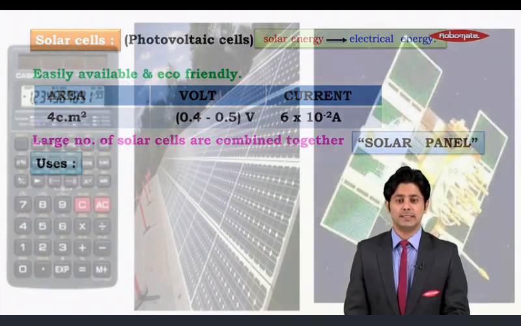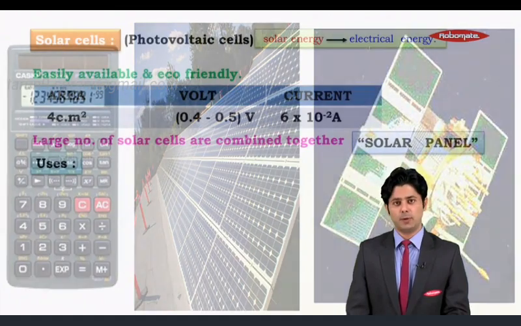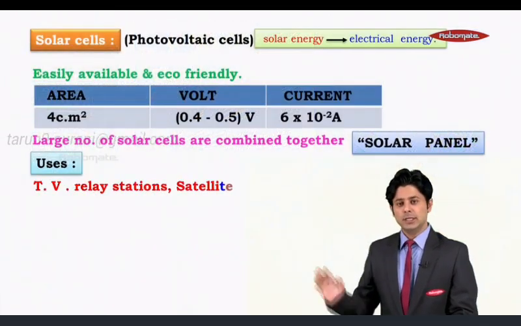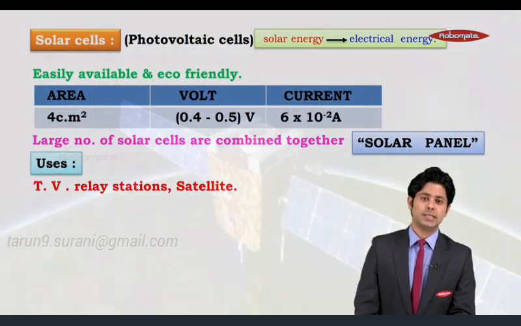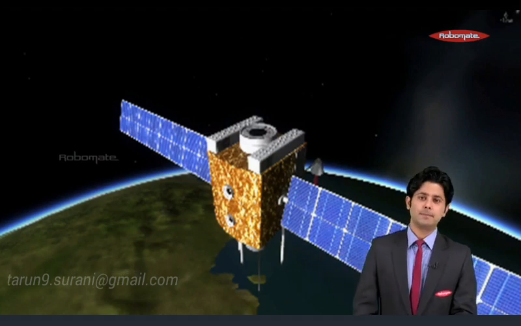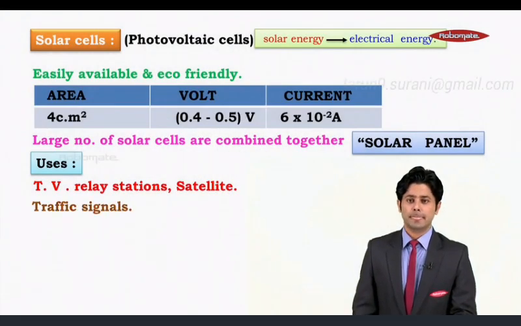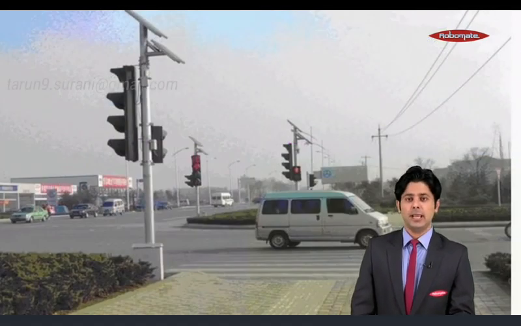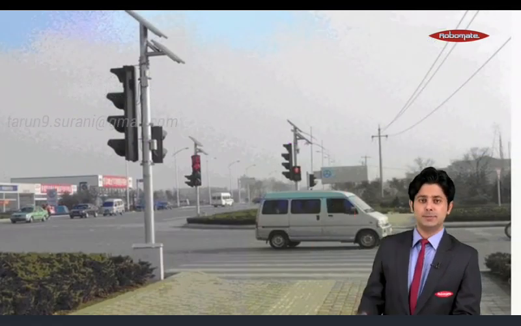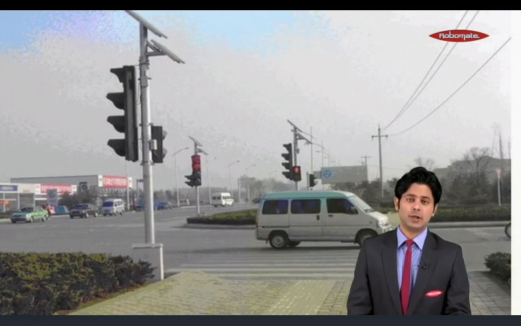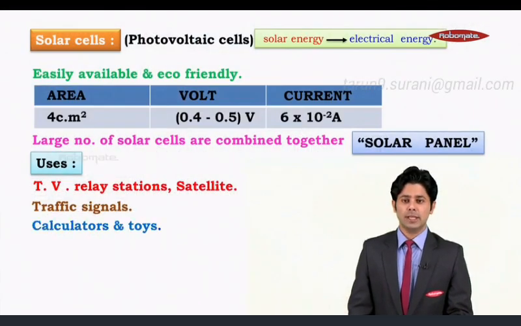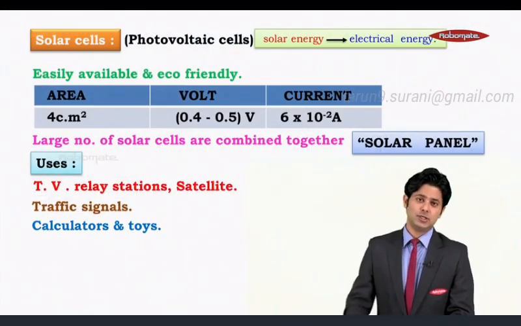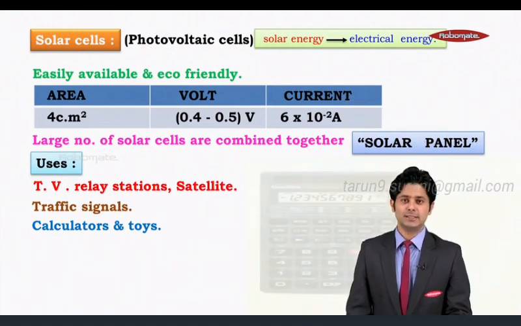Moving to the next one, its applications. Let's see them one by one. The first one, TV relay stations or satellites. This is how it looks. Moving to the next point, traffic signals, which we come across probably every day in our life. As we can see, a solar panel is installed just above the traffic signal. Moving to the next point, calculators and toys. We must have played with the same in our childhood days.